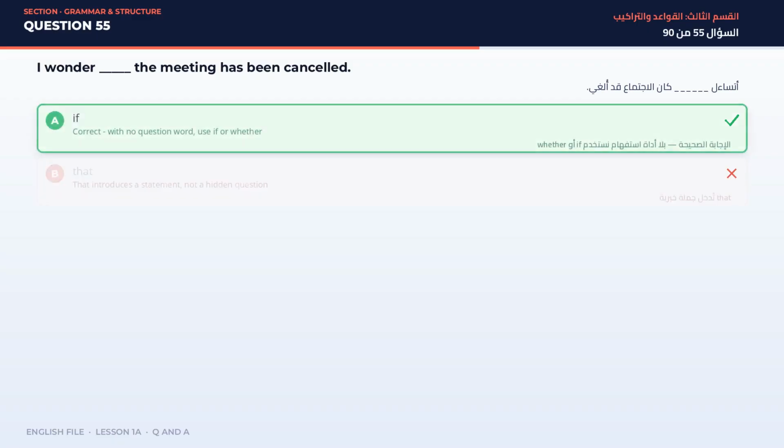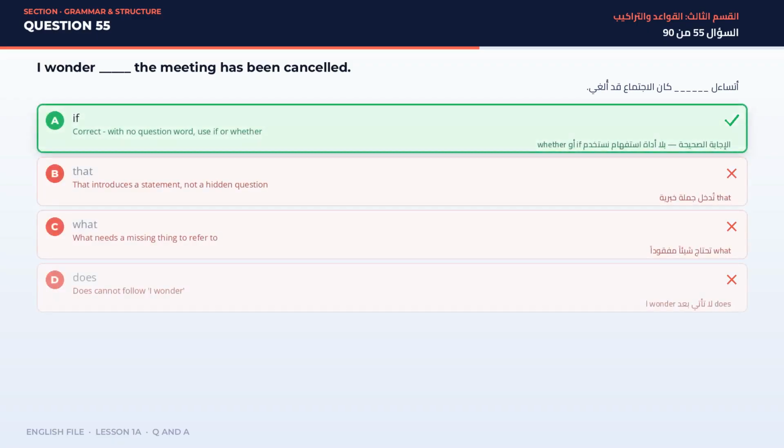55. The answer is A, if. With no question word, use if or whether. Not B, that introduces a statement, not a hidden question. C, what needs a missing thing to refer to. D, does, cannot.